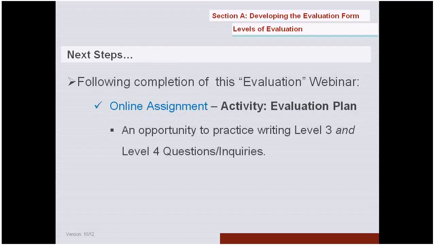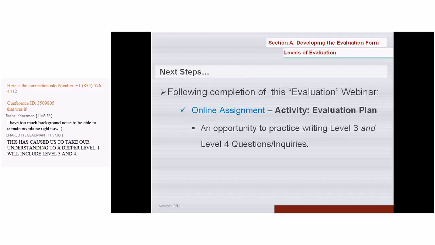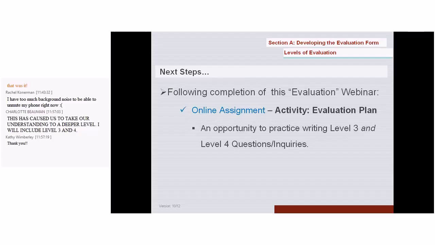So following the completion of this evaluation webinar, you will have an online assignment. It's an activity called Evaluation Plan, where you are going to have the opportunity to practice writing level 3 and 4 inquiries. Why do you think we're not having you write level 1 and level 2? We're already very good at it. Yes, you're very good at that. Very, very good at that.